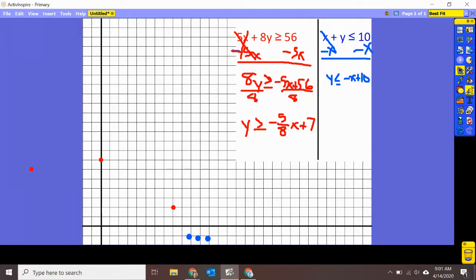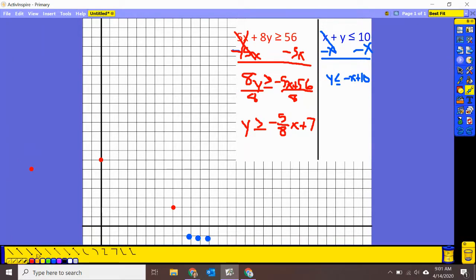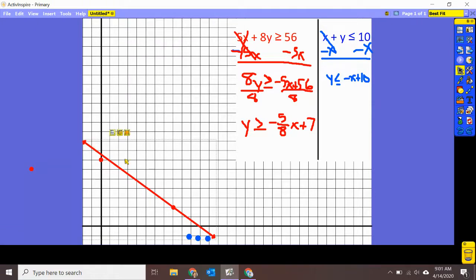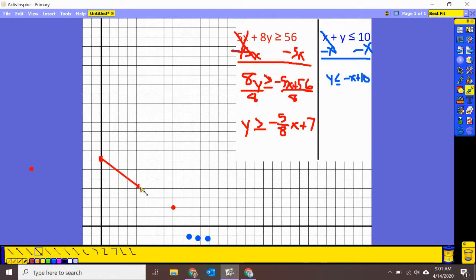The line that I would draw here is going to be a solid line, and it's a solid line because of this greater than or equal to. The equal to piece tells me it's a solid line. It's not a dotted line in that case. So I'm just graphing to the best of my ability. Let's see if I can adjust that ever so slightly. I'll do a different one. Here we go. So there's my line, and I could extend that if I need to.